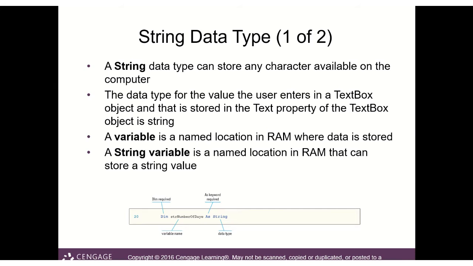A variable is a named location in the random access memory of your computer where the data is stored. A string variable is a named location in RAM that can store a string value. So you define a string in this way, Dim. Dim is the way in Visual Basic to declare an identifier as a variable. By saying Dim, you are telling your compiler that you are declaring a variable. And then what is the type of the variable? You write As, which is a keyword in Visual Basic, and you write String. String is the data type. That way you can define an identifier as a string variable.